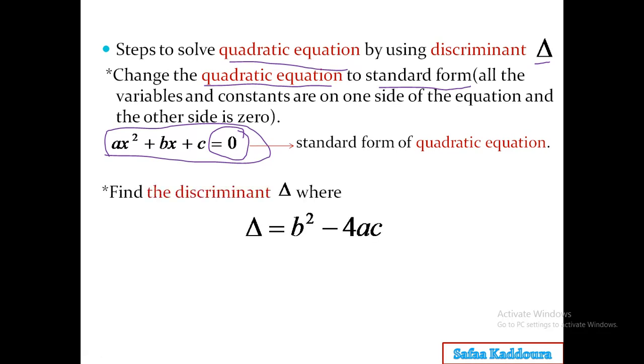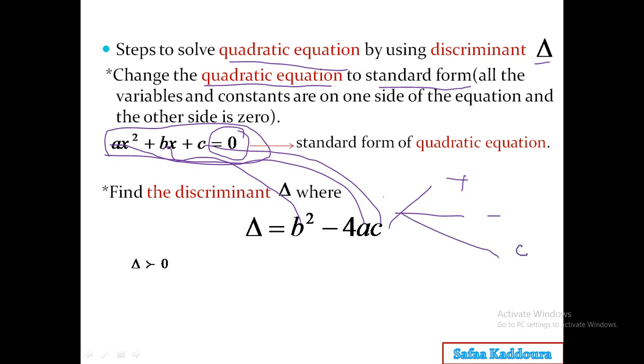The second step is to find the discriminant, which we call delta. What is the rule of delta? Delta equals b squared minus 4ac. b is the coefficient of x, a is the coefficient of x squared, and c is the constant. You take them directly from the equation. Now we will have a numerical value for delta. This value may be positive, it may be negative, it may be 0.